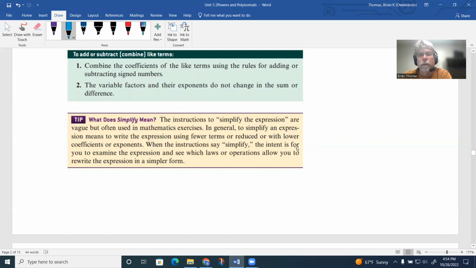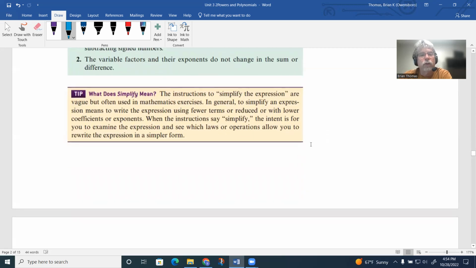It's like when you text. A lot of times we want to try to text with the fewest words possible. Simplifying kind of means the same thing. So we want to keep that in mind as we move forward.